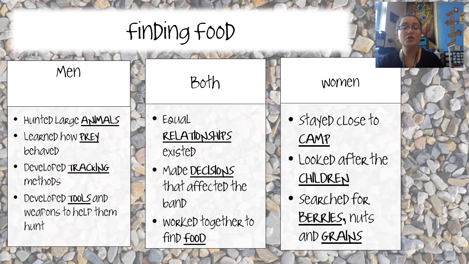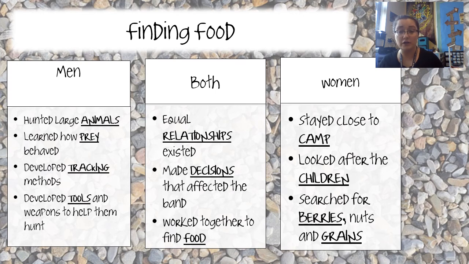So women generally stayed close to camp and looked after the children because the women were the ones who were able to carry the babies while they were pregnant and also feed the very young babies because we're mammals, and so they were able to nurse. Men don't have that ability.